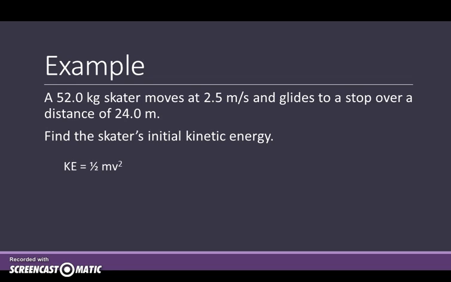So here's our formula, KE equals 1/2 mv squared. And we just want to go ahead and plug everything in. So 1/2 times 52, that's our mass, times 2.5 squared. And when you plug all this in, you should roughly get about 162.5 joules. Now, if you'll notice, I did not use the 24.0 meters, okay? There wasn't a need for that in our equation. So just be mindful of what needs to go where and what extra information you may be given.